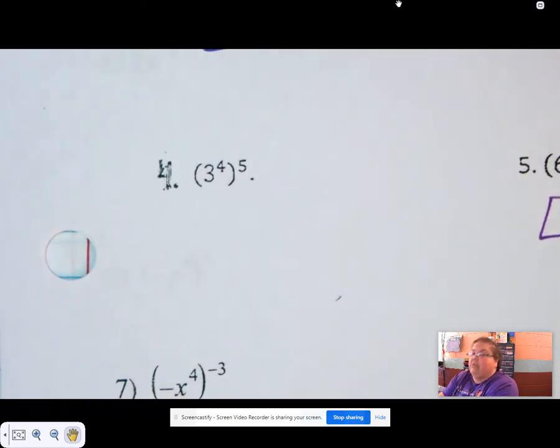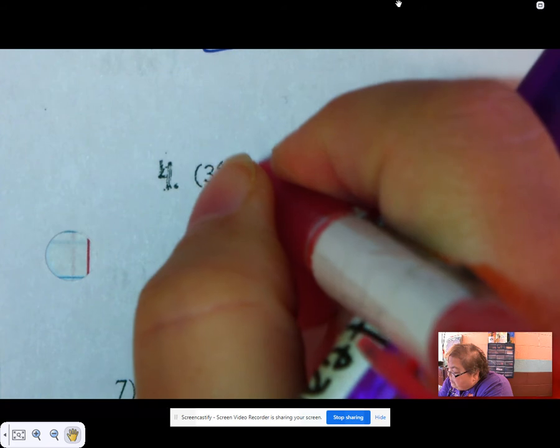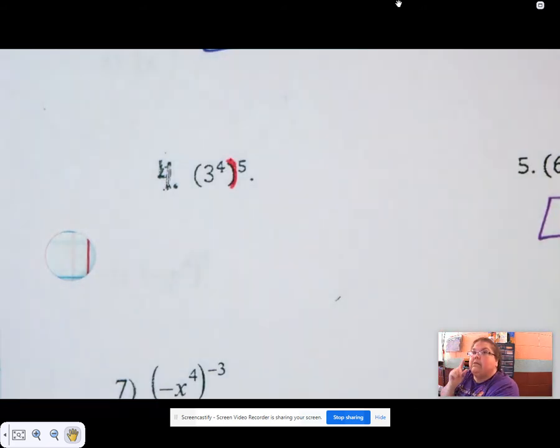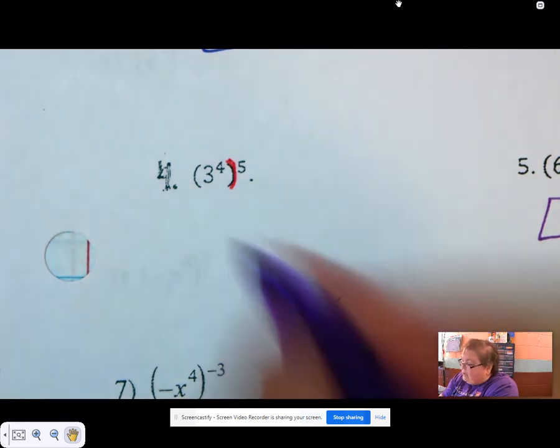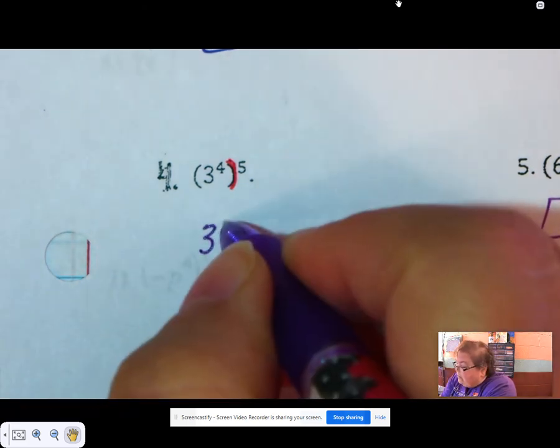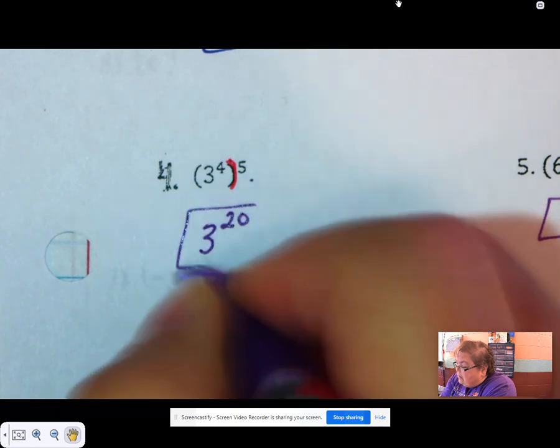Here we go. Number 4. I've got a set of parentheses between my exponents. What operation am I going to perform? Multiplication. 3 to the what power? 20th.